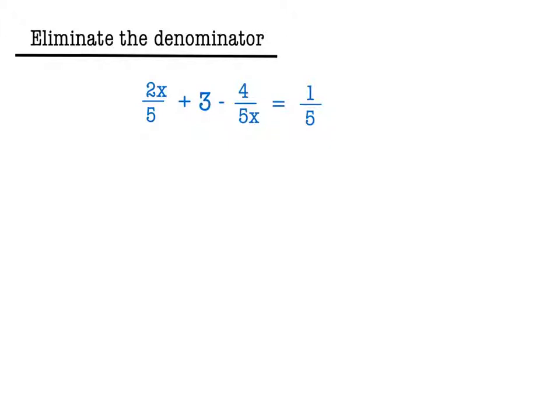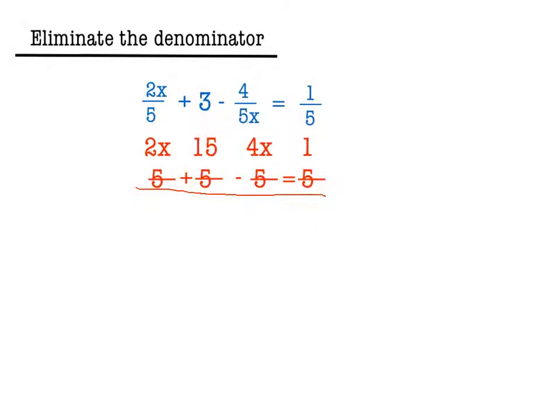Now if we multiply 3 by 5, then you get 15 fifths. So our new problem is 2x fifths plus 15 fifths minus 4x fifths equals 1 fifth. Now, since we have all of the same denominators, we can cross them out and only use the numerators. So our new final simplified equation on this slide is 2x plus 15 minus 4x equals 1.